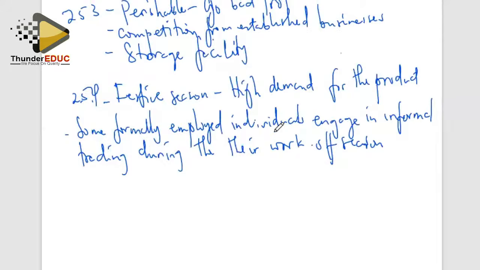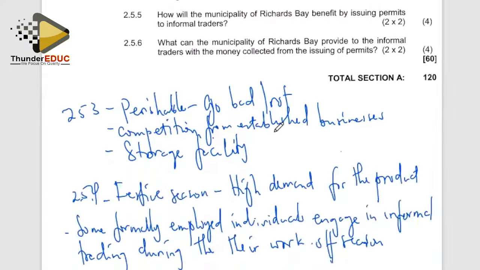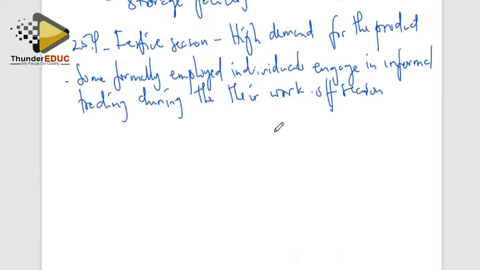Right. Then the next question is saying, how will the municipality of Richards Bay benefit by issuing permits to informal traders? If they issue permits, how are they going to benefit? That's number 2.5.5. One, in the dimension of tax revenue. Remember, the informal traders are not paying tax. If they register them and give them permits, they are liable to pay taxes. And hence, tax revenue is going to be realized.